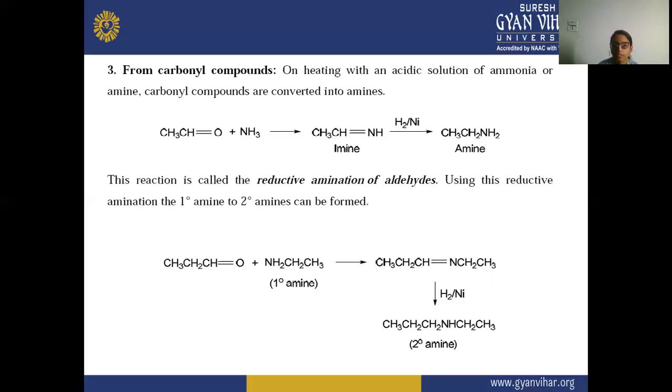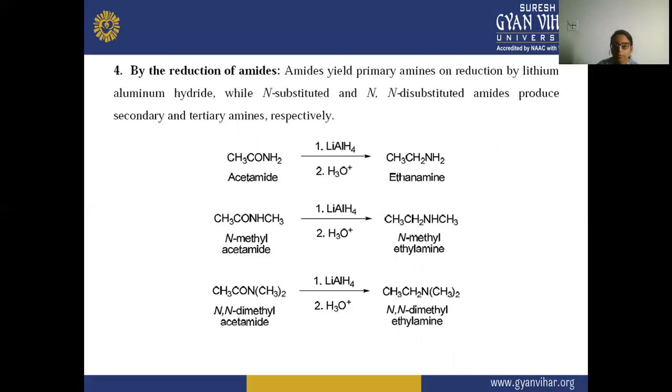Using this reductive amination with a primary amine, a secondary amine can be formed. So here we have propaldehyde. Propaldehyde is reacted with a primary amine, and there is a formation of an imine, and after that reduction is happening again in the presence of nickel, and there is a formation of this secondary amine. Next, by the reduction of amide.